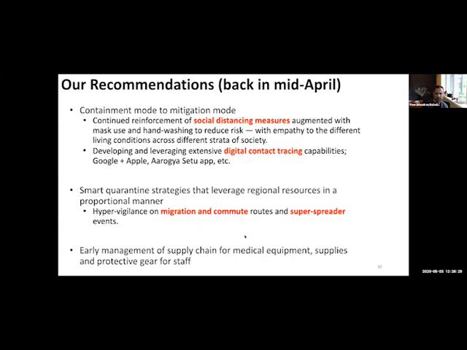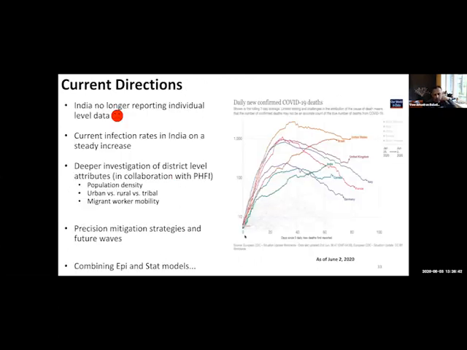There was a super spreader event in Delhi that set the spark for some of the initial surge, but looking at other super spreader events down the line might affect it. Right. So current directions, we came to a screeching halt because towards late April, India stopped reporting individual level data. I'm not privy to what actually transpired, but apparently there was a ban on ICMR to report any individual level data.